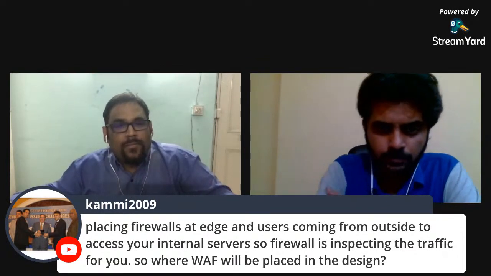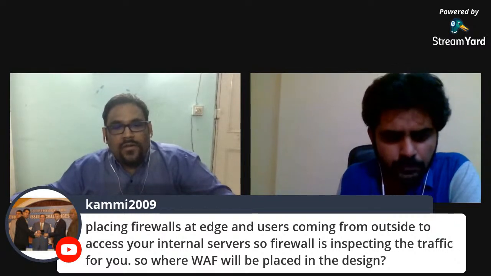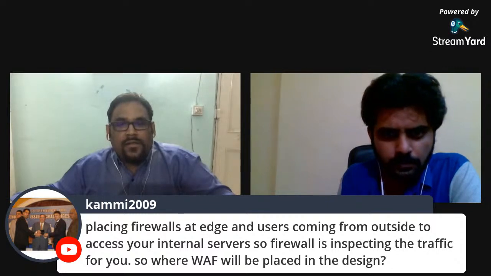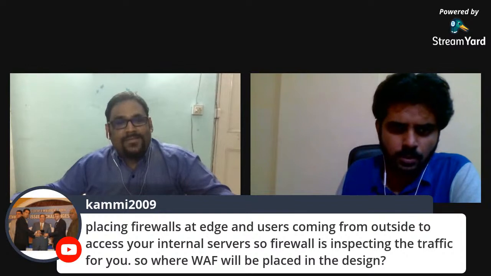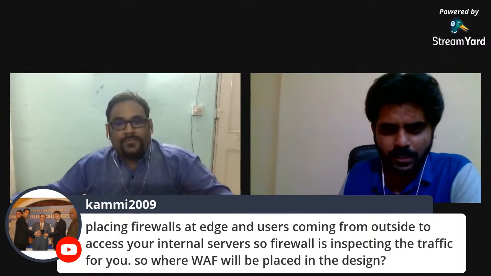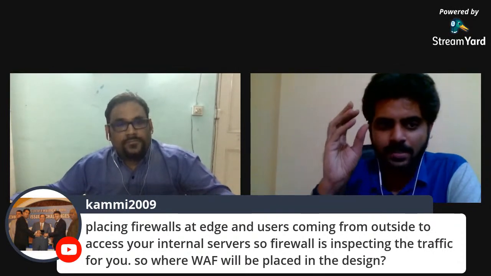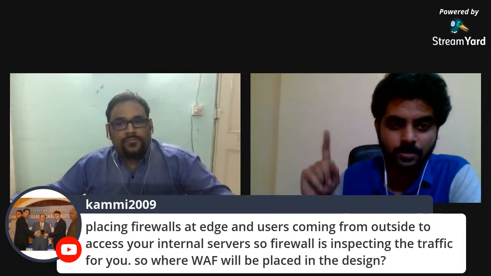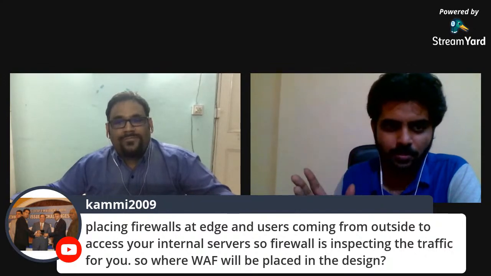I think Kami has another follow-up question. He's saying that with firewalls placed at the edge and users coming from outside to access your internal server, the firewall is inspecting all the traffic for you. So where will the WAF be placed in this design? It will be just before the web application. When you want to go to anzentech.com, you tell your DNS server, or you tell everybody, this is the IP address, and you give the IP address of the WAF. This is the simplest way to answer your question.